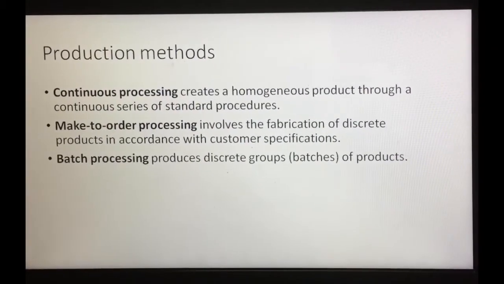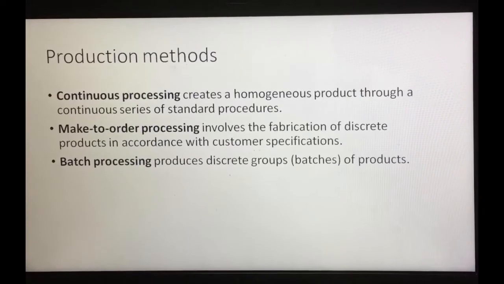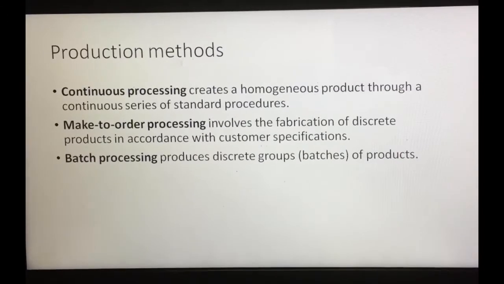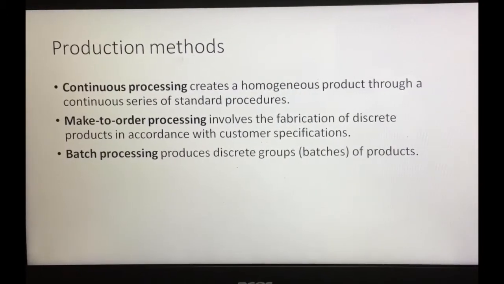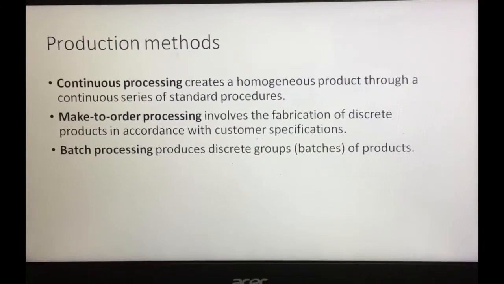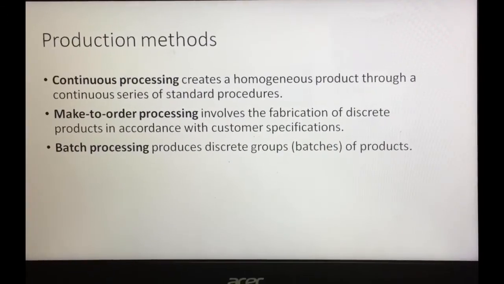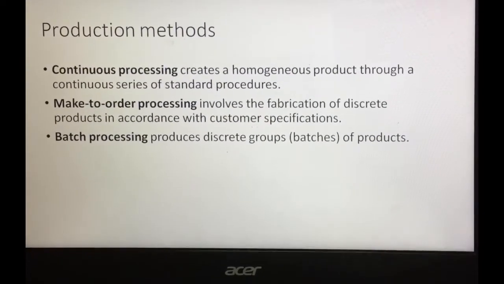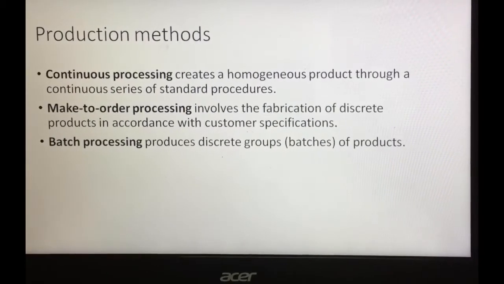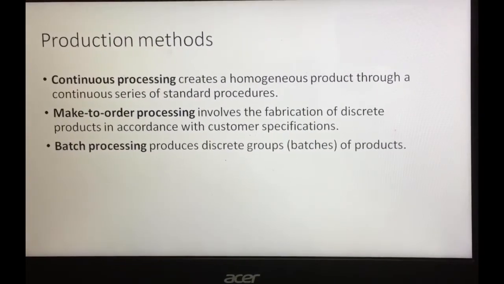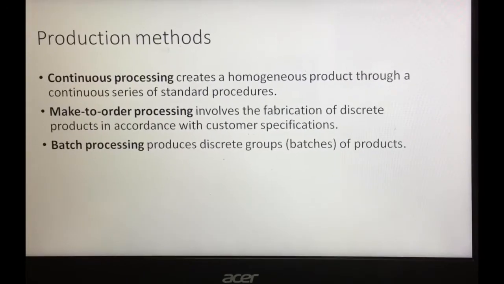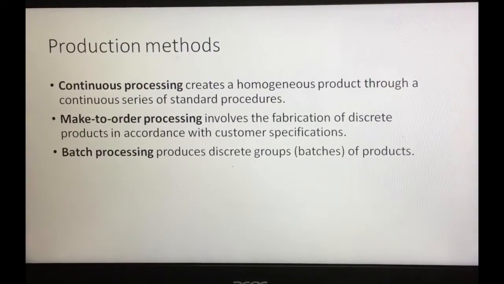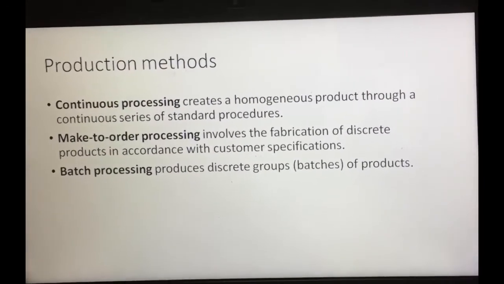Depending on the type of product being manufactured, a company will employ one of the following production methods. The first one is continuous processing. Continuous processing creates a homogeneous product through a continuous series of standard procedures. Cement and petrochemicals are produced by this manufacturing method. Typically, under this approach, firms attempt to maintain finished goods inventory at levels needed to meet expected sales demand. The sales forecast, in conjunction with information on current inventory levels, triggers this process.